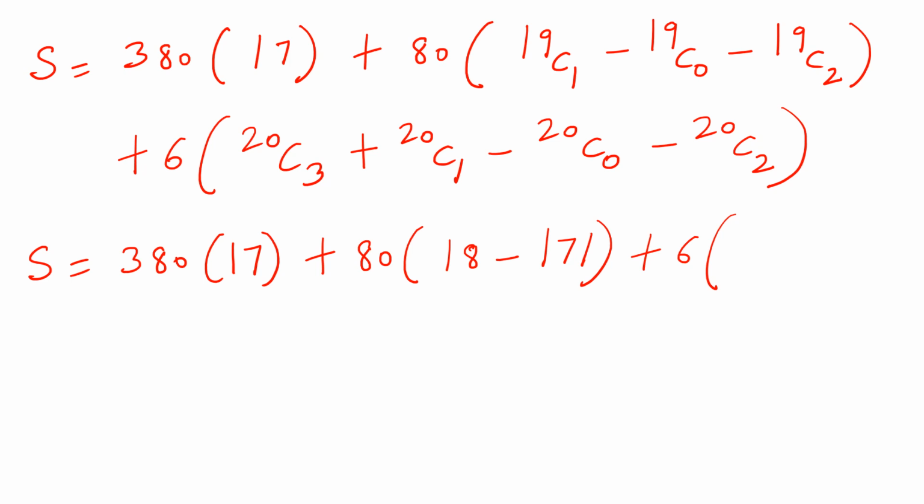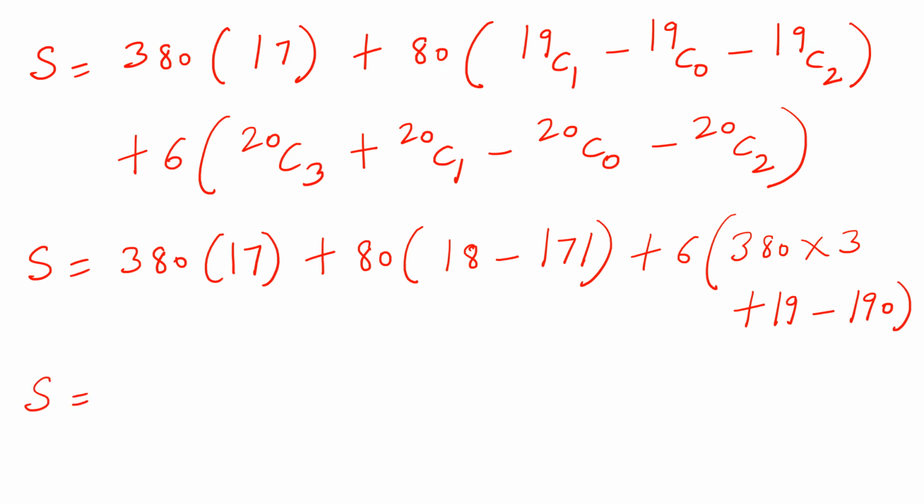Inside the bracket, it is 20C3. Now 20C3 is 20 into 19 into 18 divided upon 6 and this becomes 380 into 3. Then we have 20C1 minus 20C0. This is just 19 and 20C2 is 20 into 19 divided upon 2, which is 190.